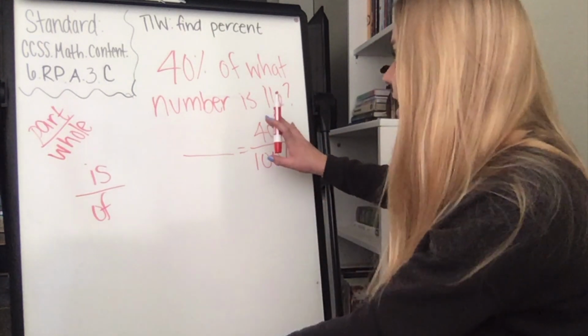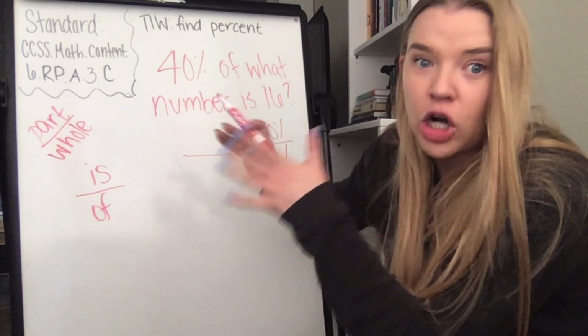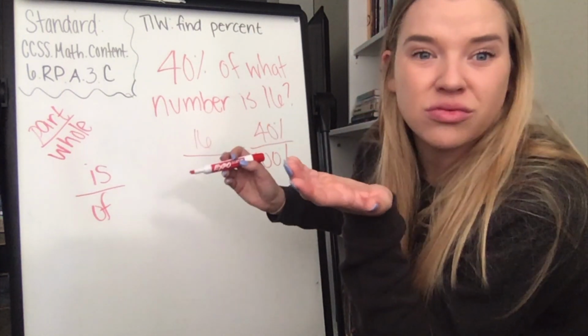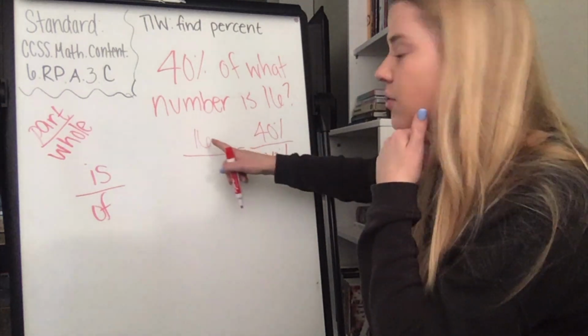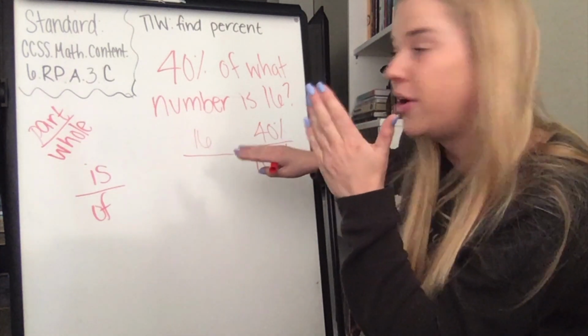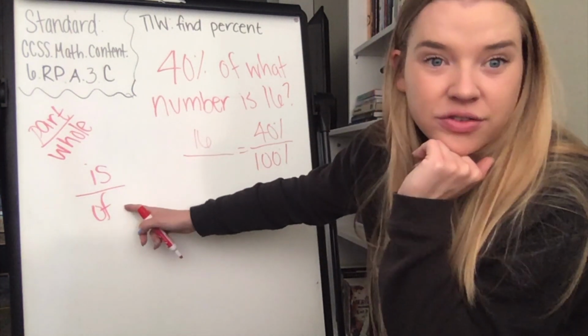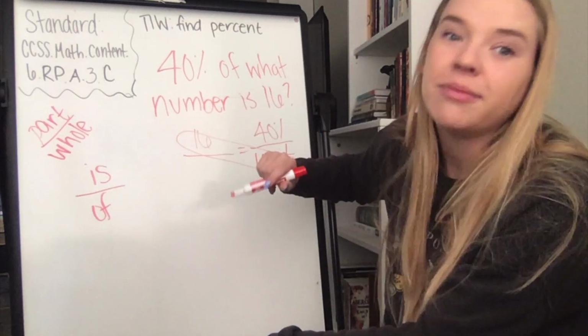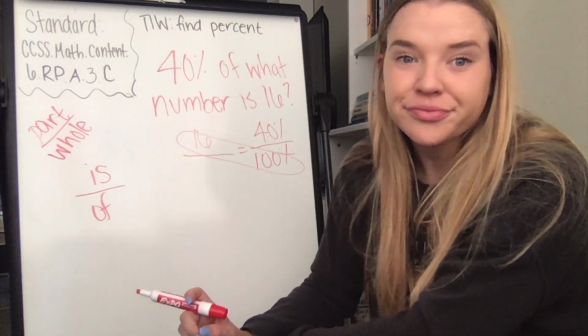So the 40% is 16. That means those are the parts together. 40% is 16. Is means equal, right? So 40% equals 16. Those are staying on the top because they're both the parts. Remember, is over of. Now in order to solve this, I just multiply across, divide by what's left, pause, solve it.